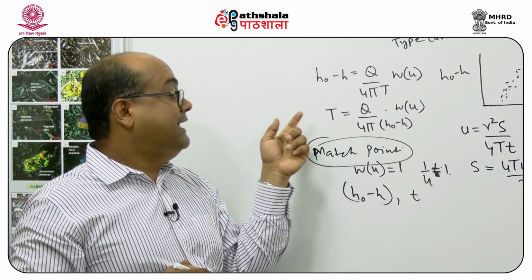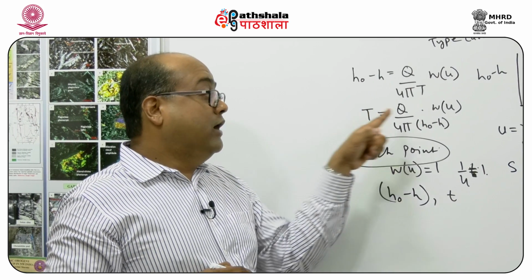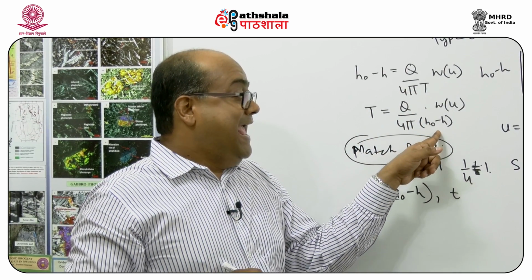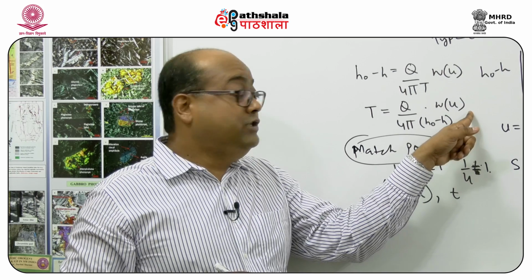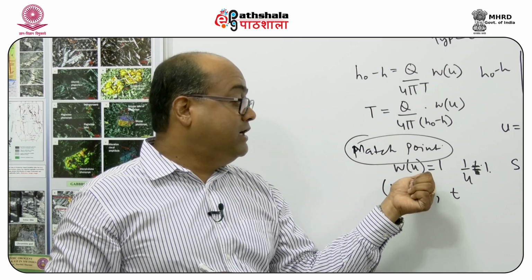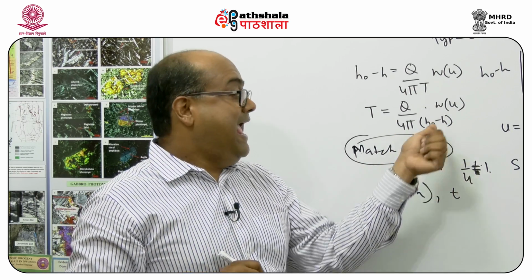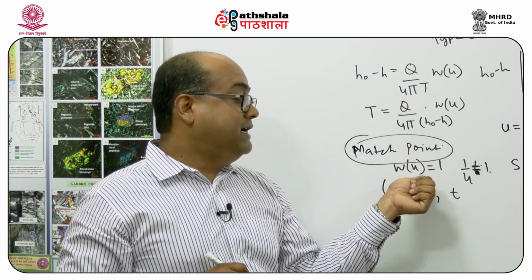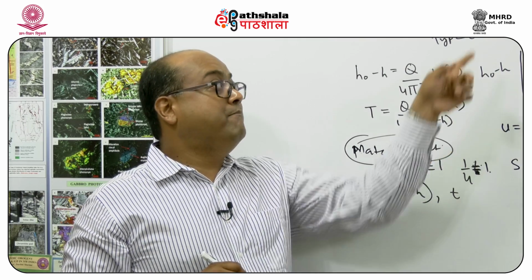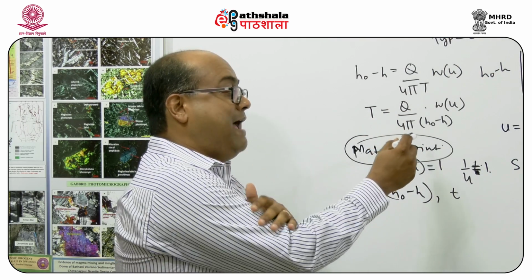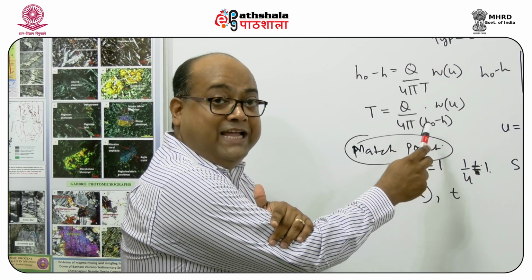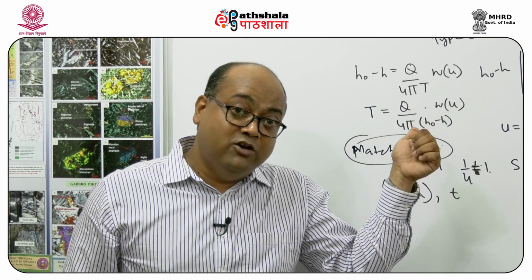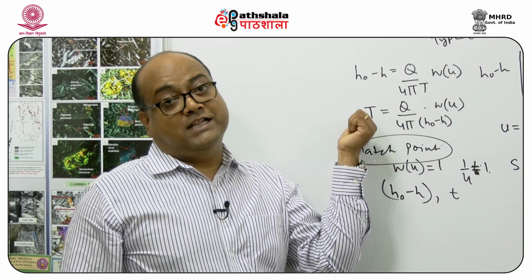How? If we look back into the transmissivity equation, Q we know, because that's a fixed discharge, volume of discharge. W(u) value you know. Why? Because at the match point, the value of W is equal to 1. And for the corresponding value of the drawdown at the point W equals 1, we know by matching these two curves. So I have the value of h0 minus h, I get by matching the curve. W equals 1, I know. Q is a fixed value, I know. So I can get the value of transmissivity.